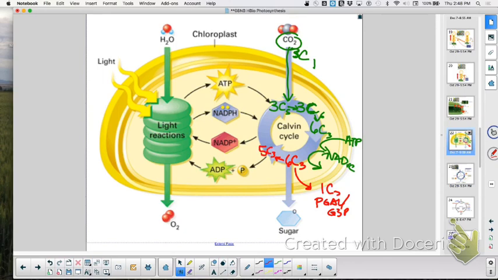And then what are we gonna do? We're gonna invest some more ATP and rearrange these 5 C3s into 3 C5s. And do it all again. And if we do the whole thing all again, then we will have 2 of these, which is equal to 1 glucose.